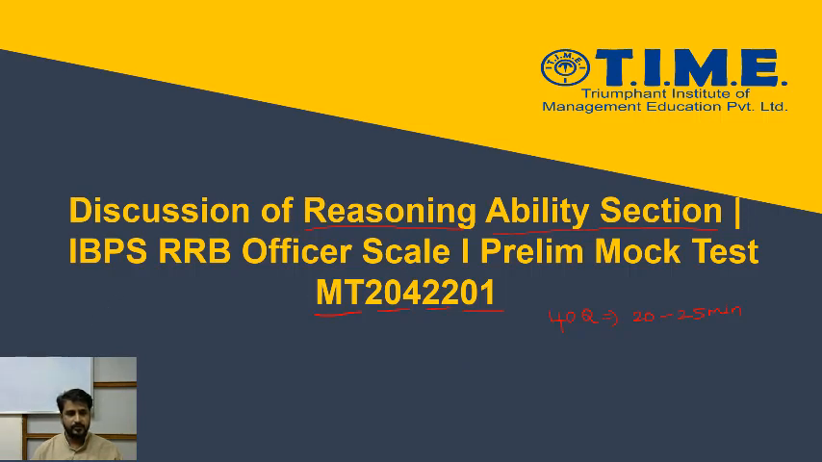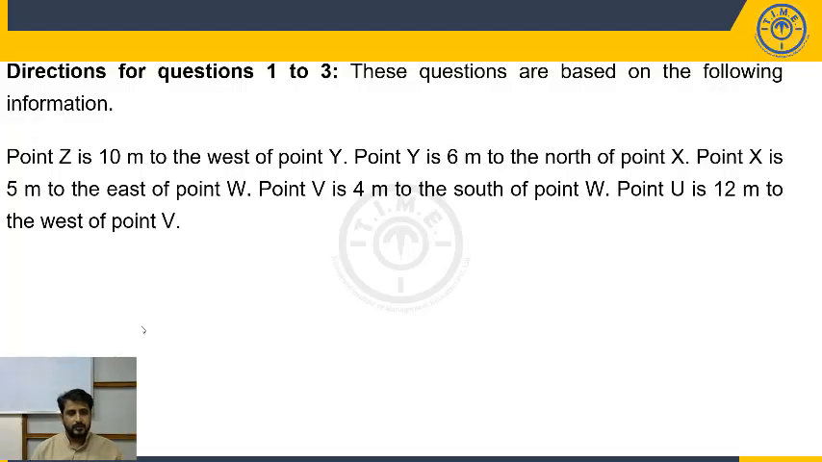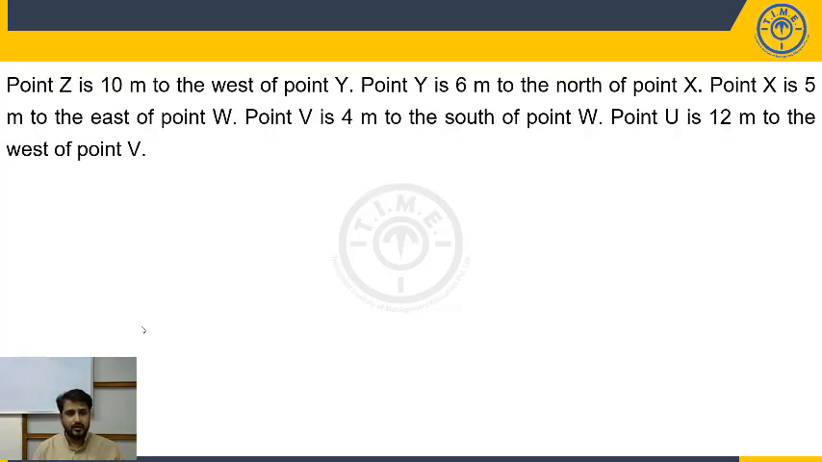Okay, now move to the questions. Direction sense, and for 3 questions the same data is given. Point Z is 10 meters to the west of point Y and point Y is 6 meters to the north of point X and so on. Let's directly try to solve. On a paper, how are we going to indicate directions? With respect to a point, right hand side is east, left hand side is west, upwards is north and downwards is south.